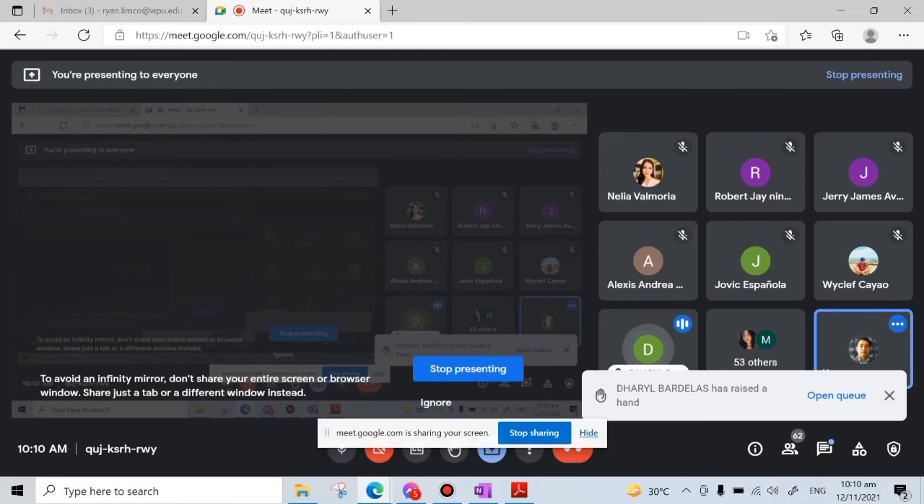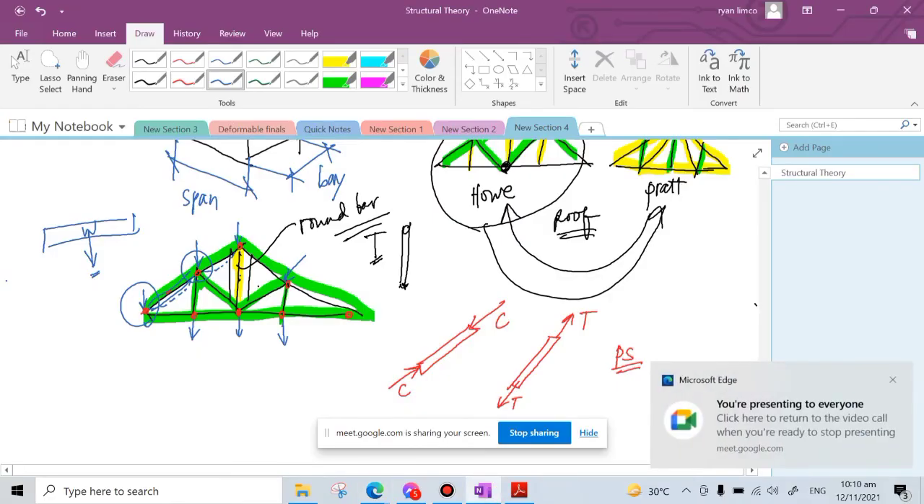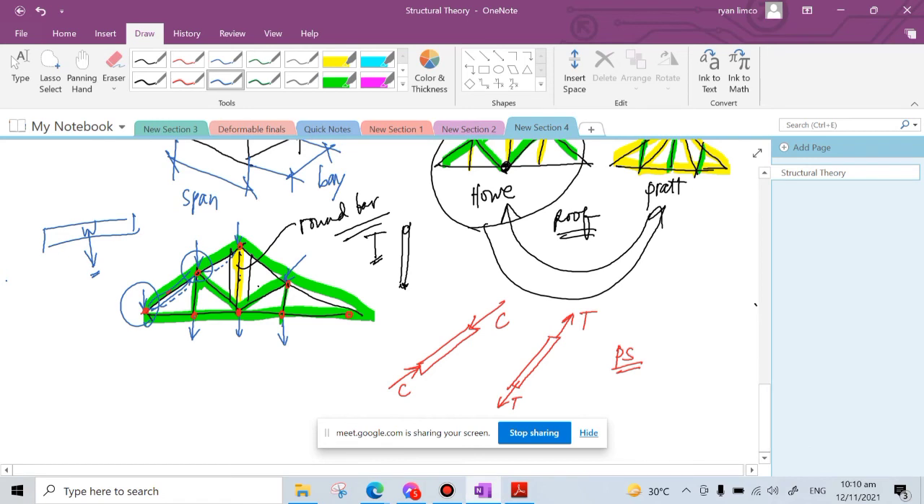Pero ano po ang pagkakaiba ng first degree at second degree indeterminate? Yun ba yung tanong? Yes, sir. Okay.